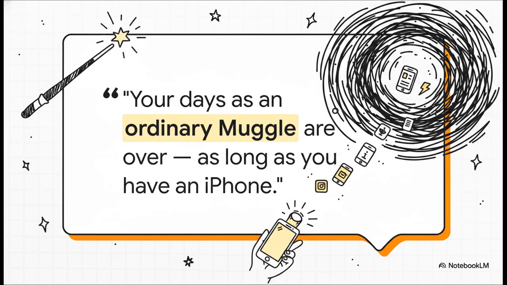I absolutely love this quote from Gadget Hacks. "Your days as an ordinary muggle are over, as long as you have an iPhone." And it's so true. You can even take this a step further. In the books, Actio is the summoning charm, right? Well, on your phone, if you say, "Hey Siri, Actio Instagram," or "Actio Notes," your phone will magically summon and open that app right up for you. It's just a really playful twist on your basic voice commands.